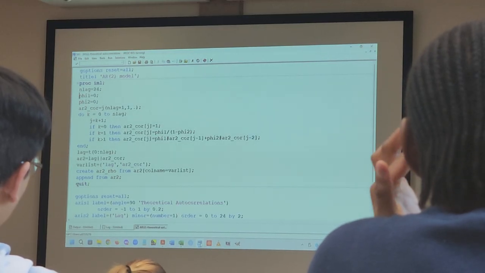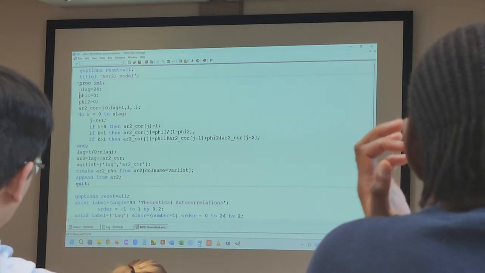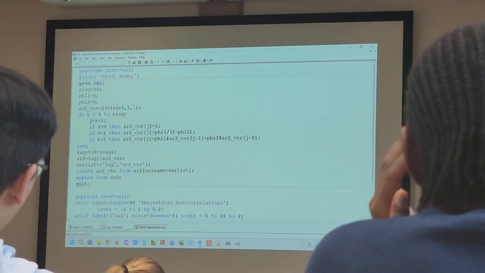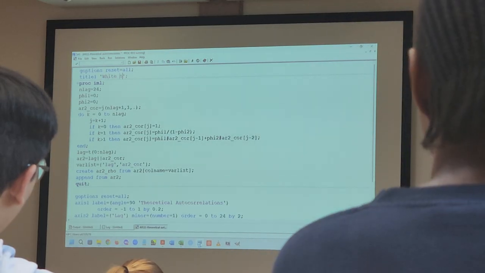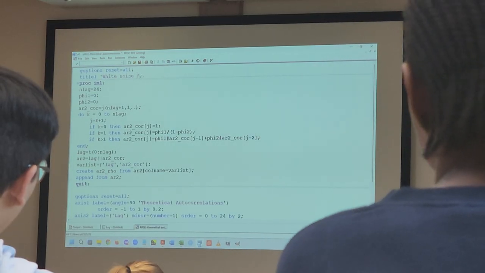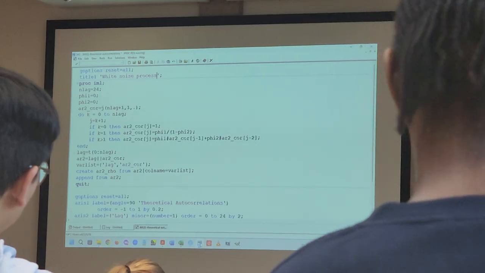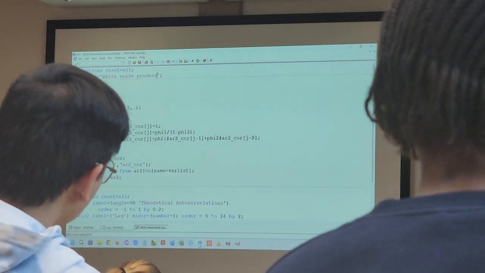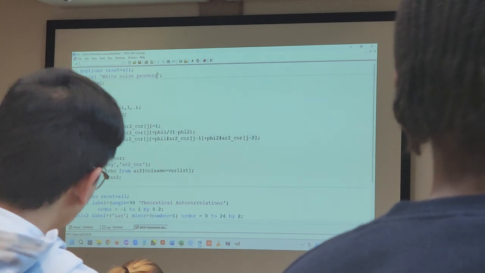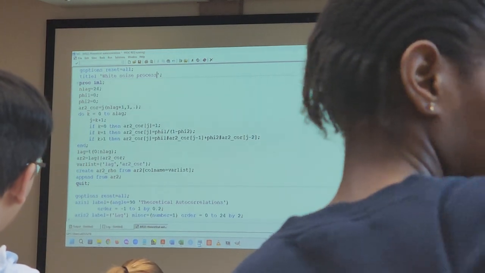Now if I make both my phi 1 and phi 2 0, then my heading is wrong, because this is then not really an AR2 model. This becomes a white noise process. AR2 with both autoregressive parameters set to 0 is basically a white noise process. You reduce your AR2 to white noise.